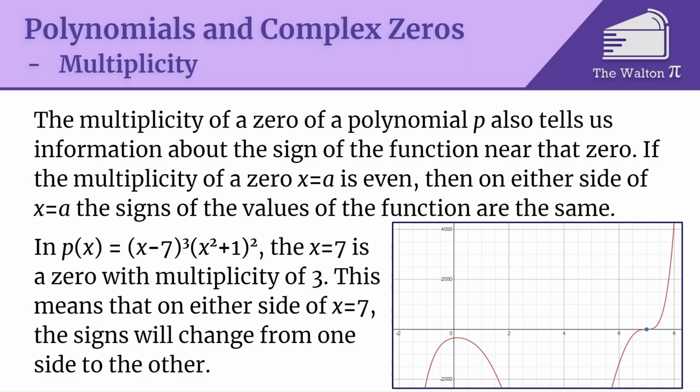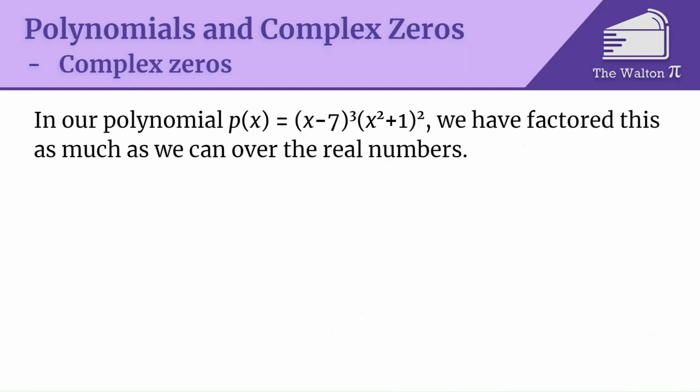So if we look at the graph of this function, out there at 7, it goes from being a negative value to a positive value. So that's what it means. That's information that we get from knowing that this is a 0 of multiplicity 3.